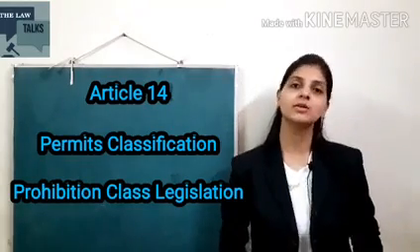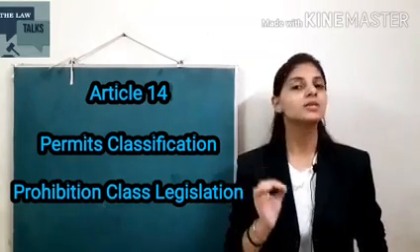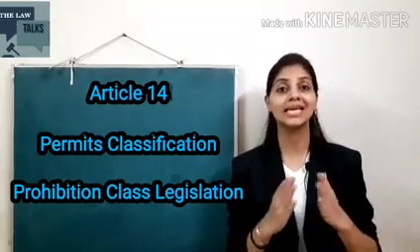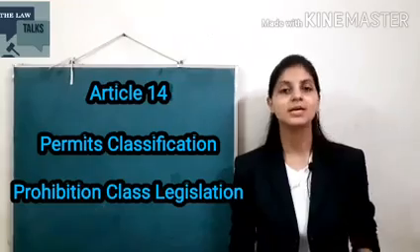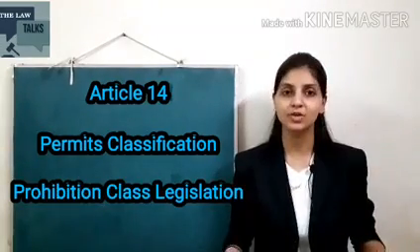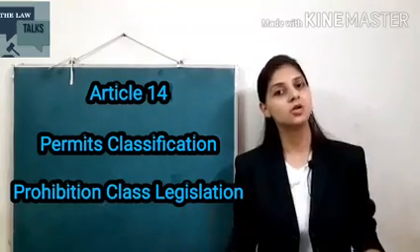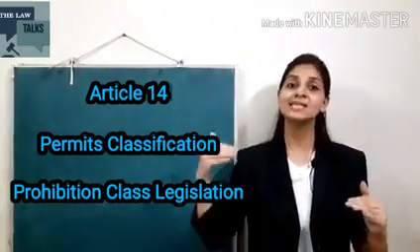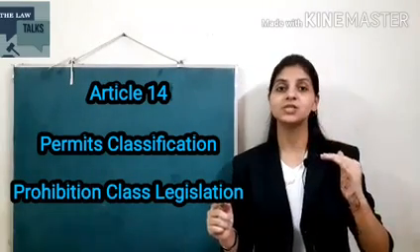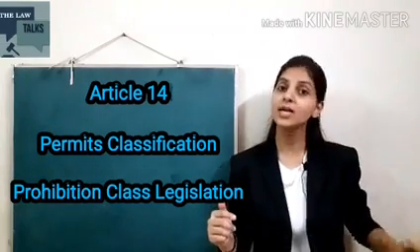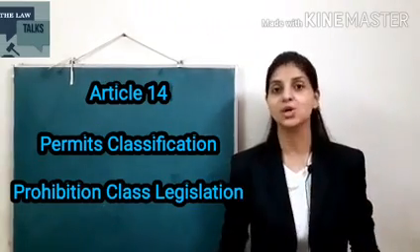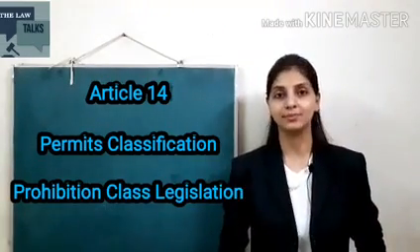The second term here is that Article 14 prohibits class legislation. Now talking about class legislation, it means that, say for example, there is a group of people in a society who are already privileged. And if we are making certain laws which are enhancing their privileges, and at the same time, these privileges are hampering the rights of other underprivileged sections of society, then such legislation is against the right to equality and against Article 14.